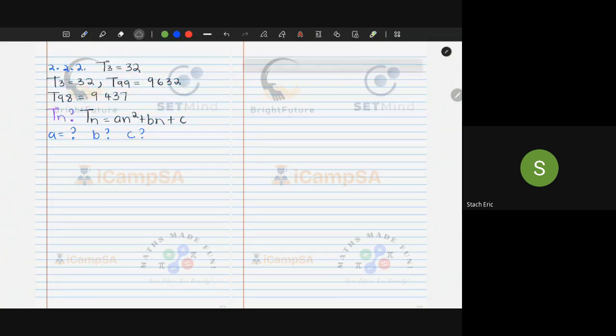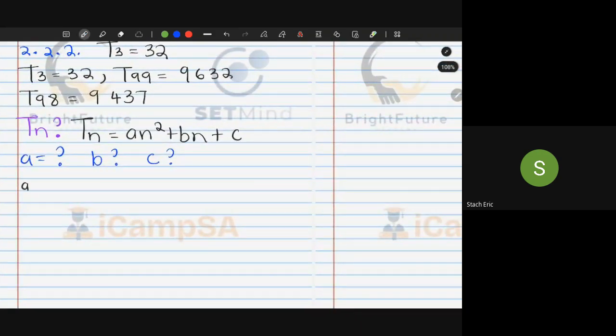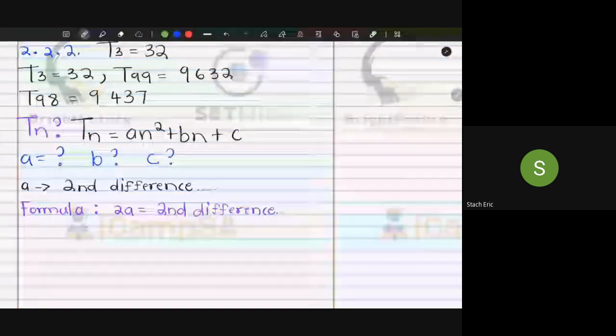So all what we need to do, guys, we just need to remember our formulas. So the value of a, if you remember, how you get a is we use the second difference. That is how we get the value of a. So we know that the formula that we use whenever we are looking for a is that 2a equals the second difference.